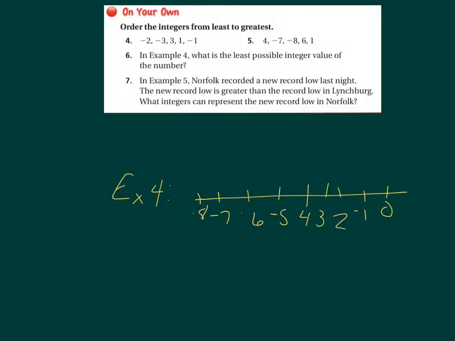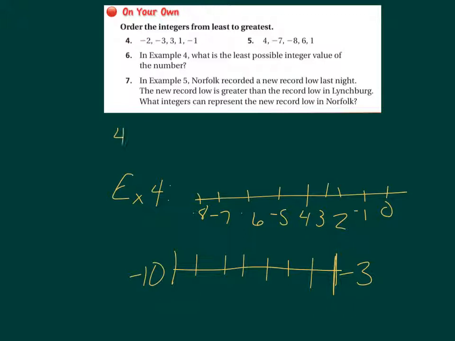And then number 7, it says in example 5, Norfolk recorded a new record low last night. The new record low is greater than the record low in Lynchburg. What are the possible integers that can be represented by that new temperature? And we'll write those out here too. So for example 7, Lynchburg's was -10 and Norfolk's was -3. So the new record low has to fall between these two somewhere. And it says what integers can represent the new record low. So anything in here. So for number 7, you can put any answer in here, and we'll talk about that here in a second as well. So go ahead and pause and try these 4 on your own.